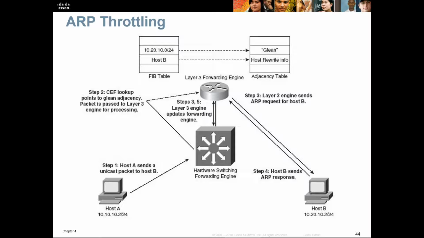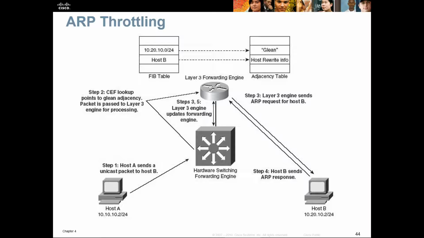What about ARP throttling? An important feature of CEF-based Catalyst switches is ARP throttling. Make note that ARP tables build the CEF adjacency tables. When a router is directly connected to a segment shared by multiple hosts, such as Ethernet interfaces, the router maintains an additional prefix for all the subnets. The subnet prefixes point to a glean adjacency.